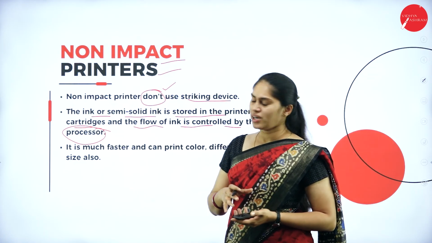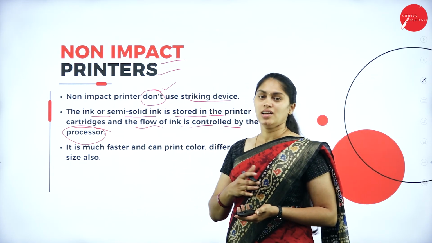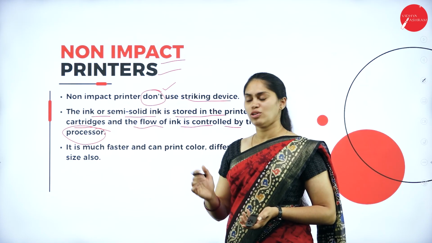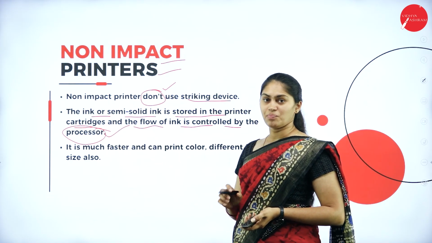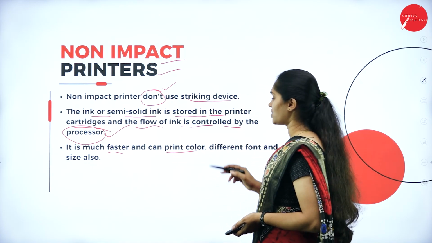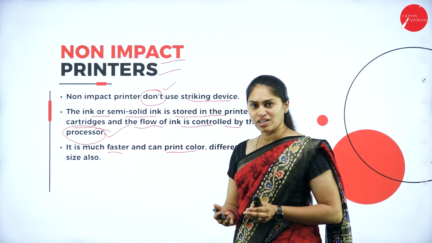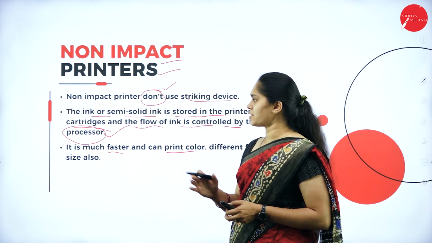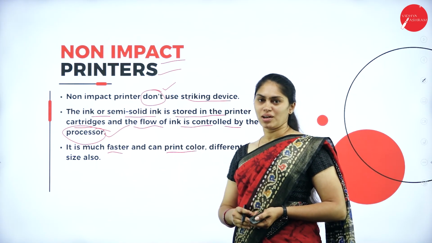The movement or flow of ink which is stored in the cartridges is handled by the processor, and it is much faster than the impact printer, and it can print color and different sizes with different fonts. That is the main importance of this non-impact printer.